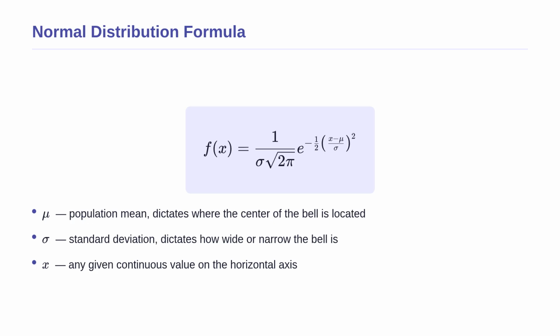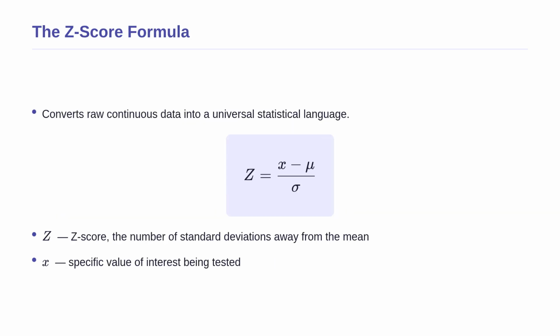The constants pi and e ensure that the total area under the entire curve is exactly equal to 1, which represents 100% probability. While this formula draws the curve, we usually use a simpler tool to calculate actual probabilities. This brings us to the practical way we actually use the normal distribution. Instead of plugging numbers into that complex exponential formula, we convert our target value into a z-score.